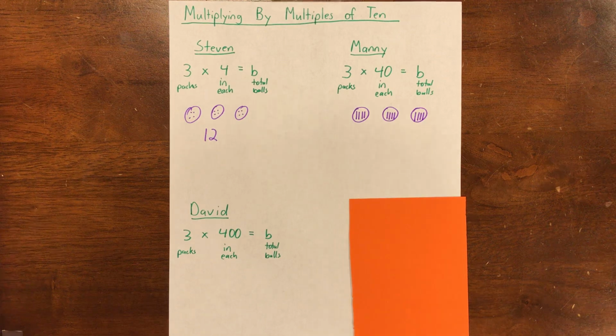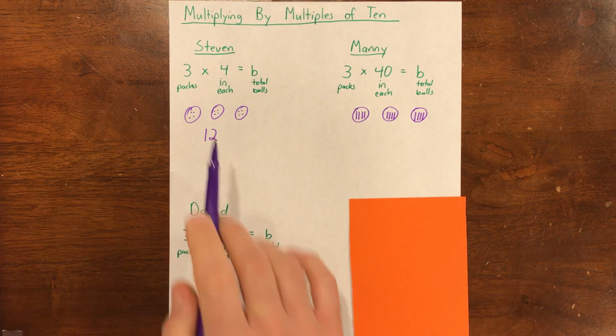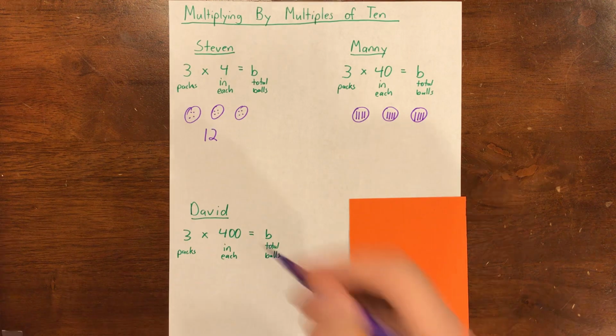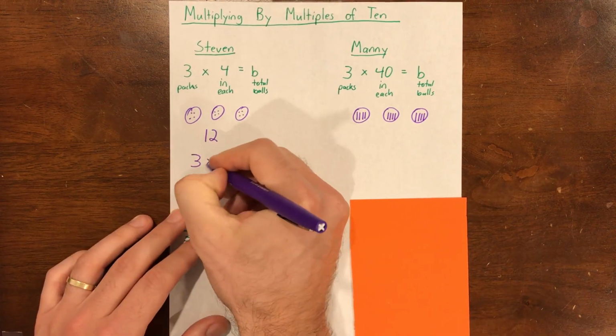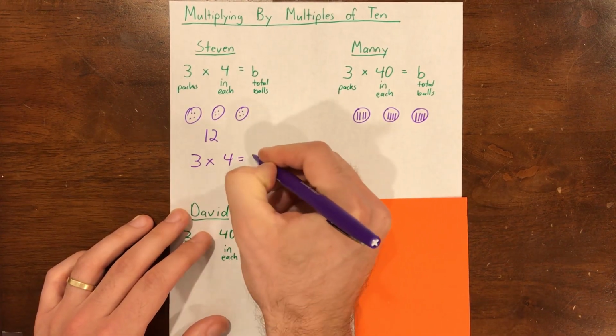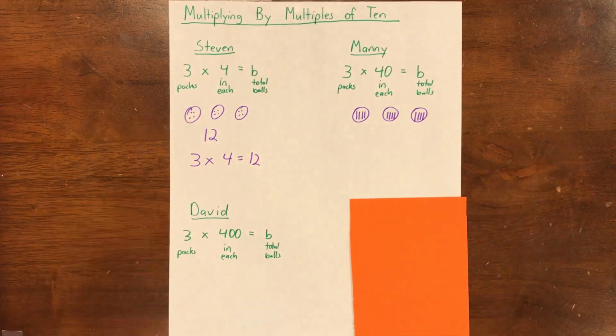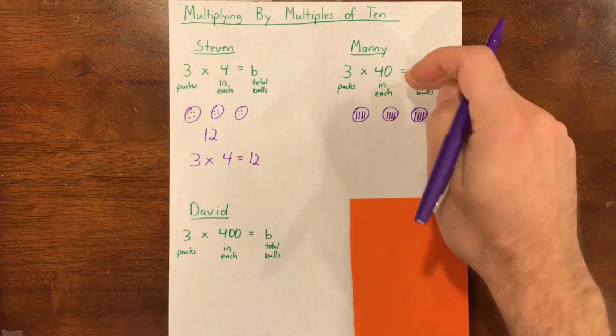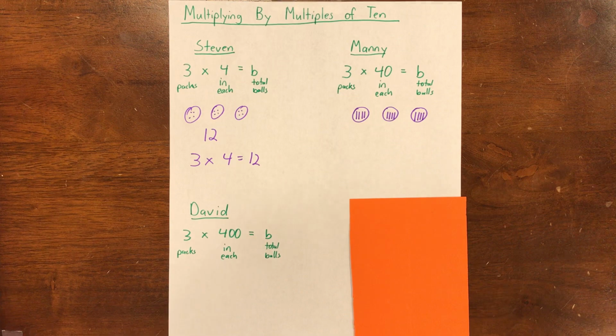Okay, but I'm wondering, is there another, maybe faster way that we could tackle this problem? How might we be able to use our known fact of 3 times 4, right? We had that over here. 3 times 4, that equals 12. How can we use that fact to help us solve this problem? Go ahead and say it out loud.